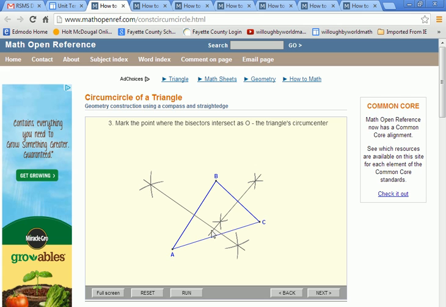Okay, you have to put the point of the compass here, stretch it out to any of the vertices, and then it should circle around.